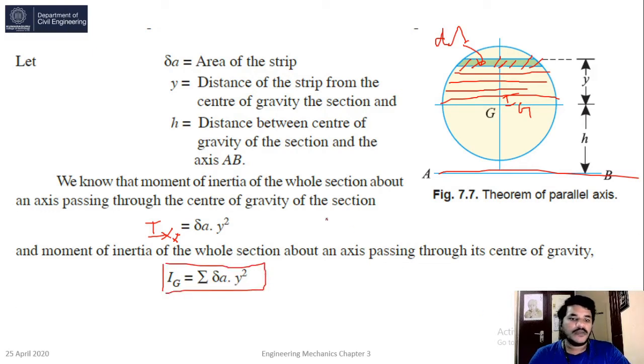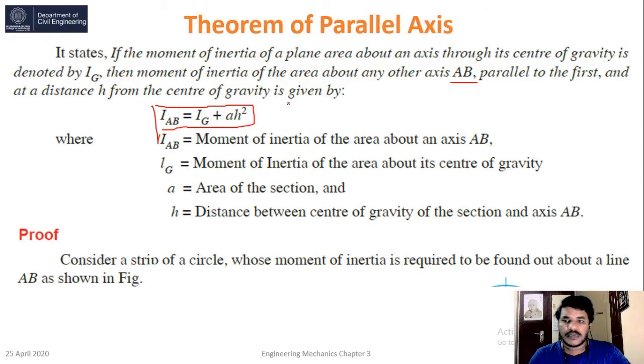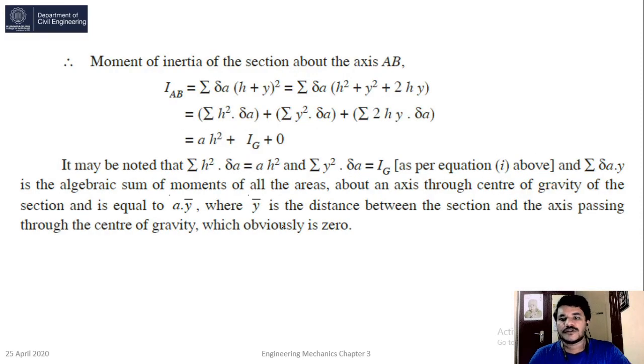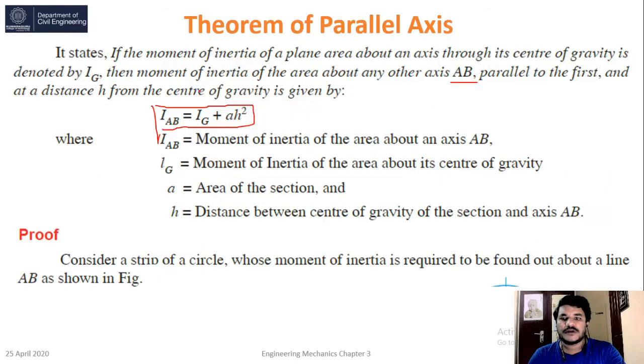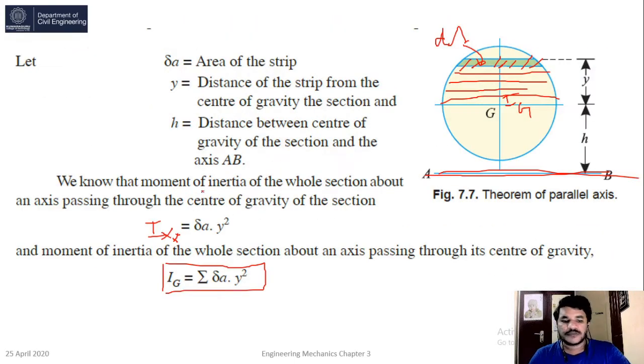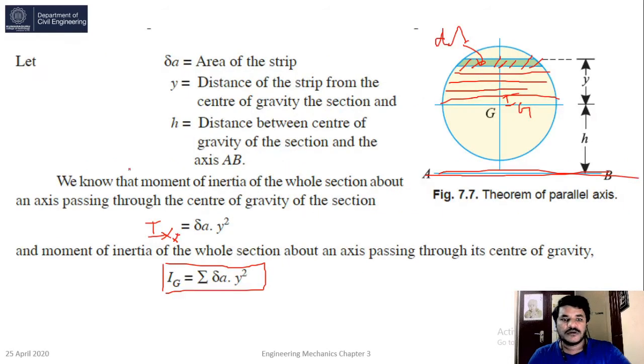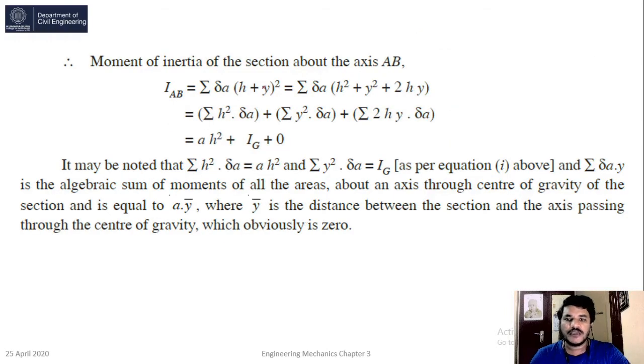Now my objective is to calculate the moment of inertia from the reference line, because I already mentioned IAB equals Ig plus Ah square. So for that, I am substituting for Ig the summation of delta A into (h plus y) the whole square. Why am I putting h plus y instead of y? Because from this reference line you need to take this height, so this is h plus y.